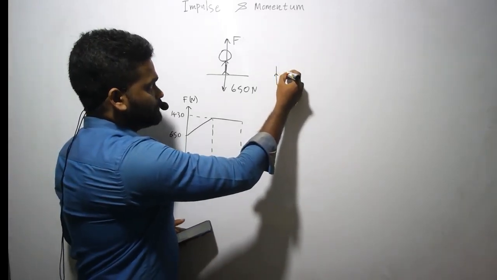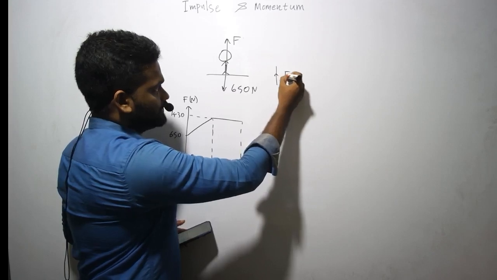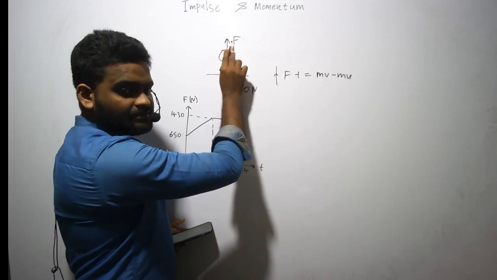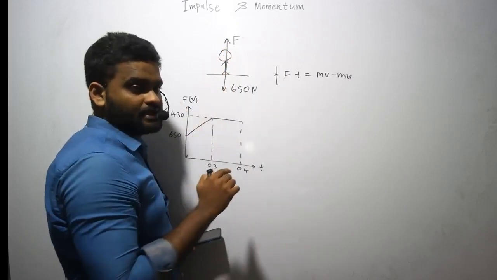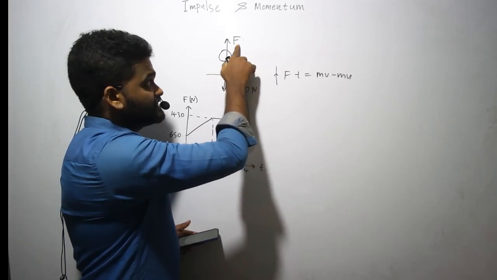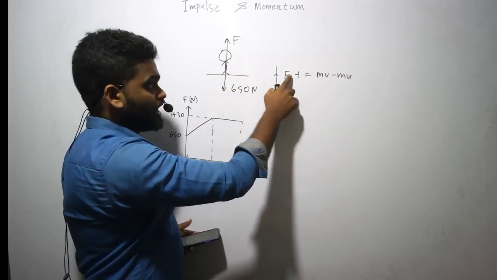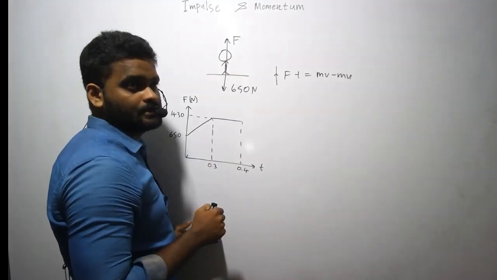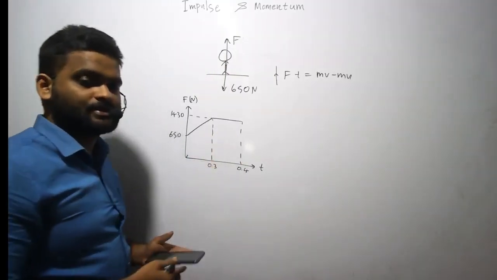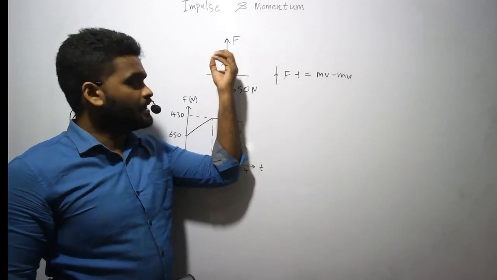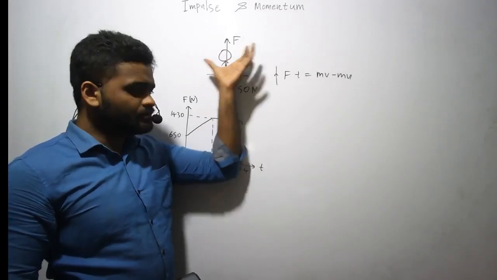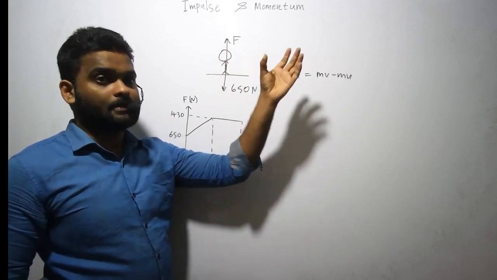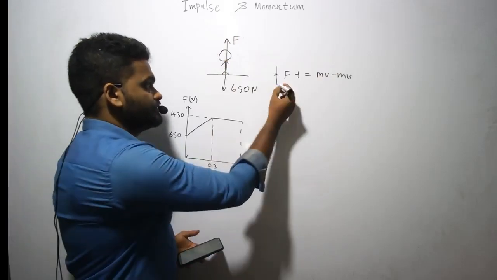So we'll just apply this equation: Ft equals mv minus mu. Even though I have mentioned this as F, this F and this F are not the same, right? This F is unbalanced force. This is normal reaction force. So unbalanced force is what? F minus 650. Usually, in many questions, you only have to apply one force. But when you get a question like this, there are two forces acting here. So for F, you have to put the unbalanced force, which is F minus 650.